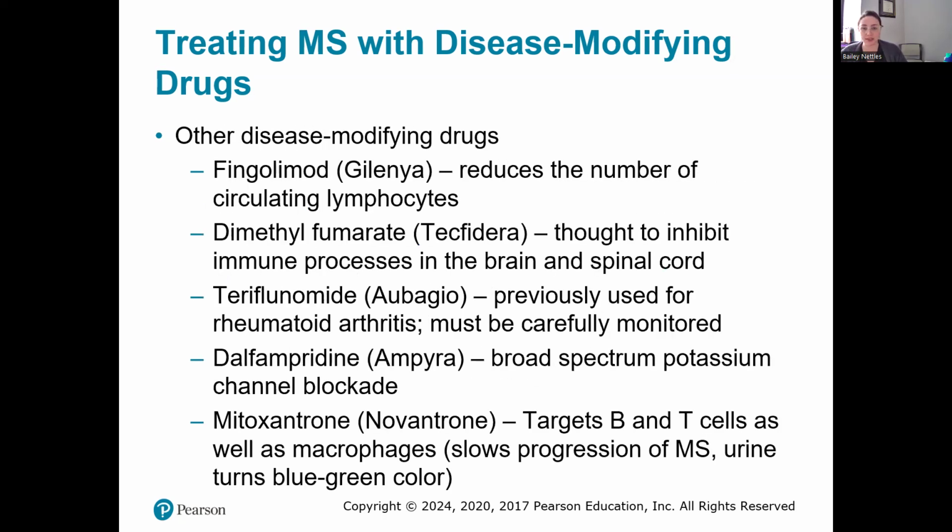These are other medications that help with MS. There is a long list of them, and they all work differently. The fingolimod reduces the number of circulating lymphocytes, which are part of what you have when you have an infection, so it kind of helps protect the myelin sheaths from being attacked. Dimethyl fumarate is thought to inhibit the immune process that causes the damage to the brain and spinal cord, thus protecting the myelin sheaths.